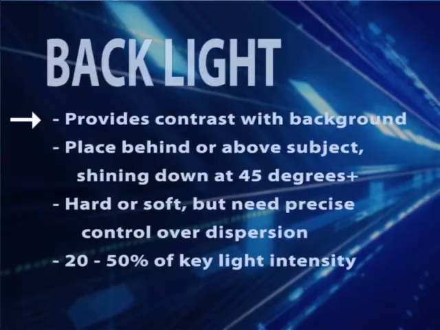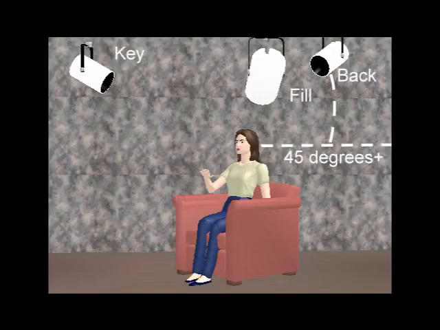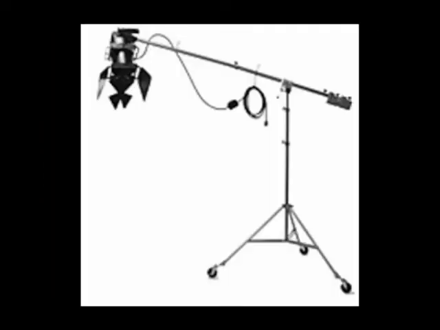Finally, the backlight. The primary job of the backlight is to provide contrast between the subject and the background. Ideally, the backlight will illuminate both shoulders and the head, since dark hair colors often blend into a dark background. Place the light above and behind the subject, shining down at 45 degrees or more. If you can't attach the light to the ceiling or wall, consider a light stand with a boom attachment that lets you place the light above the subject without the stand appearing in the frame.